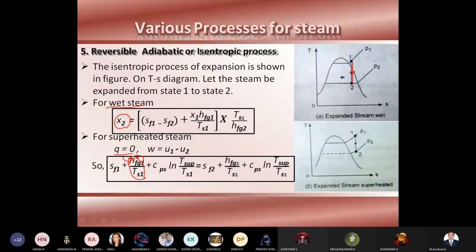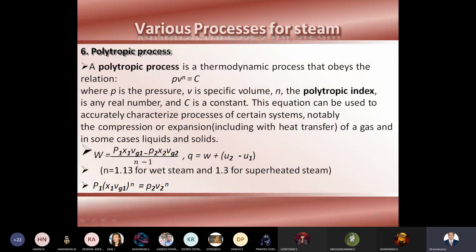Then again we have the polytropic process. You know, a polytropic process is a thermodynamic process that obeys the relation PV^n is equal to constant, where P is the pressure, V is the specific volume, and n is the polytropic index, any real number, and C is a constant. This equation can be used to accurately characterize processes of certain systems, notably the compression or expansion, including with heat transfer, of gas and in some cases liquids and solids.